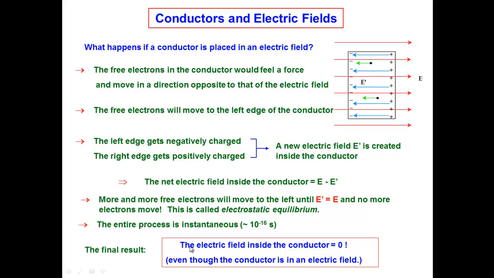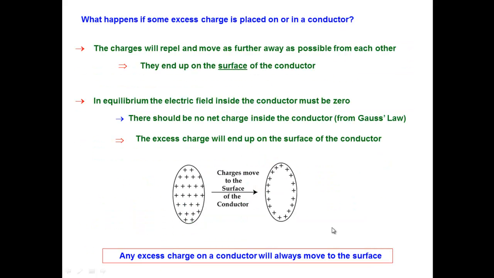So the net result is that the electric field inside a conductor in electrostatic equilibrium is zero, even though the conductor has been placed in an external electric field. Conductors are special because they respond. The charges inside a conductor respond in a way that will cancel out the effect of the external electric field. That's a special property of conductors, and we'll use it as we go along.